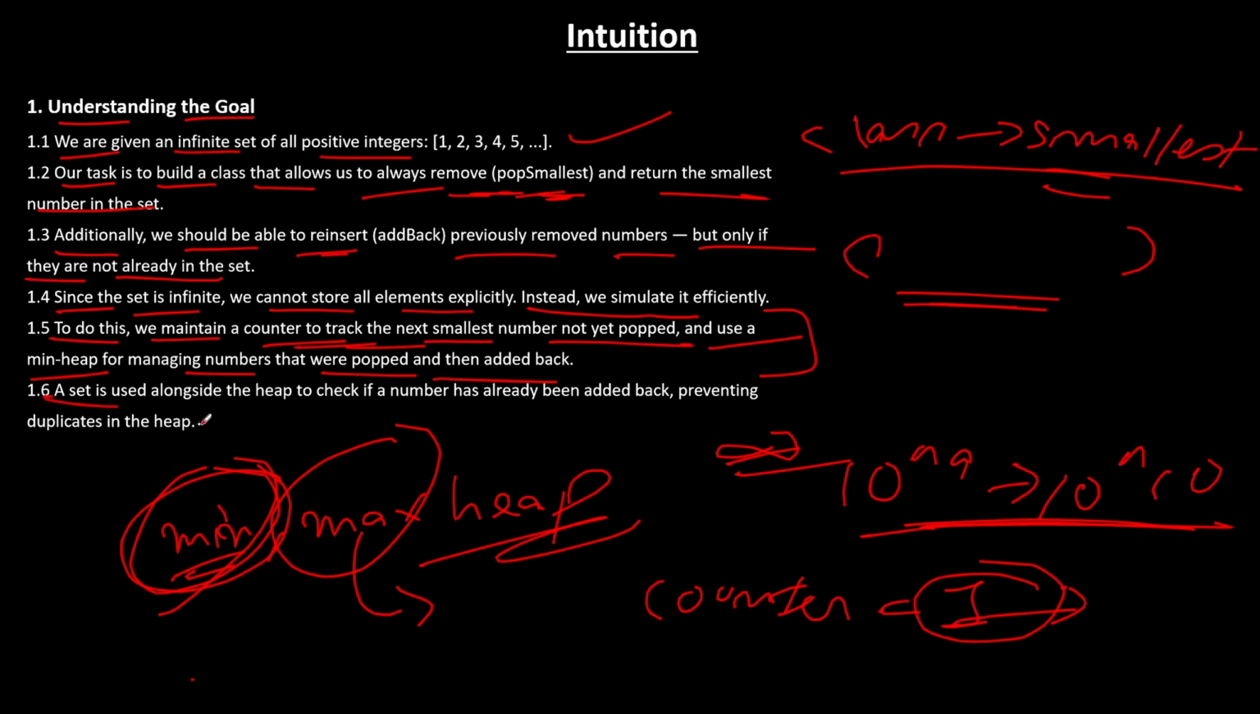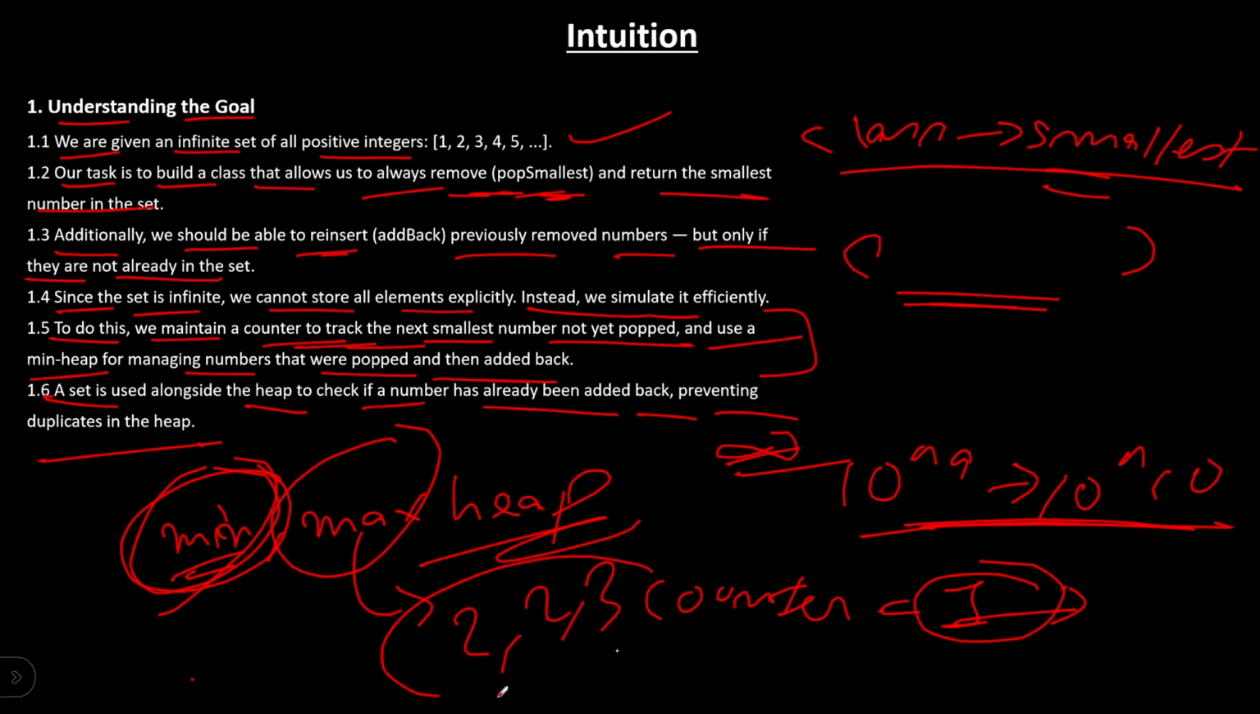Why a set? Because we need to check if a number has already been added back, preventing duplicates in the heap. What happens is that a heap does not recognize duplicate elements. If we have a value two, three times, it will not recognize it, and it will create chaos for us while we are iterating. So what do we do for that? We could use a set, because a set always takes unique values. This will help us identify whether the element is present in the heap or not. Okay, let's understand this more clearly in the next slide.